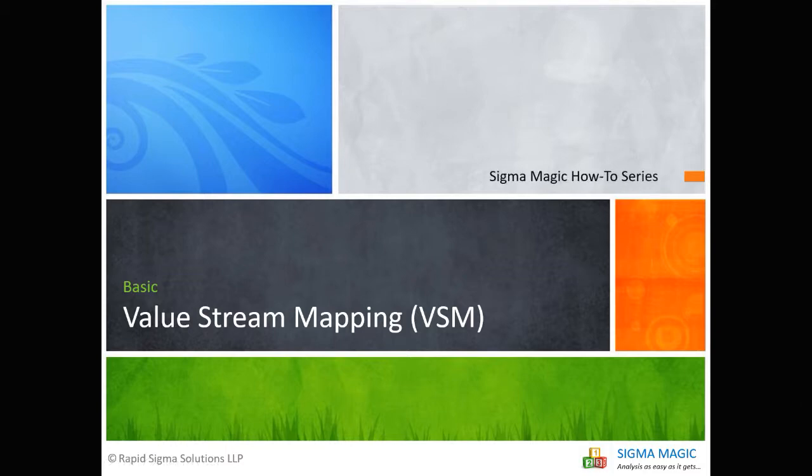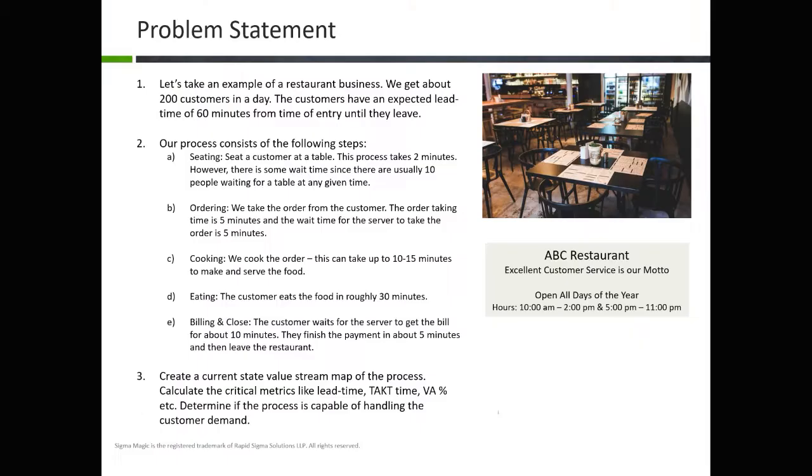In this module, we will cover a brief overview of basic value stream mapping using Sigma Magic software. We will take an example of the restaurant business. The customer demand is about 200 customers in a day and the restaurant is open for 10 hours in a day. The customers have an expected lead time of 60 minutes from the point that they arrive at a restaurant to when they are done eating the food and leave the restaurant.